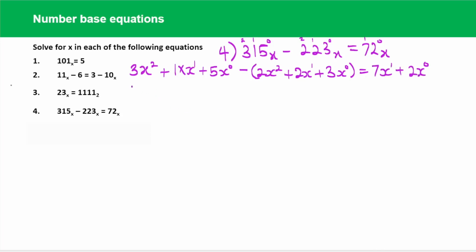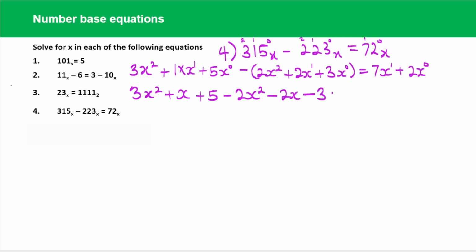Now let's simplify further. This will give us 3x squared plus x to the power of 1 is x, x times 1 is x, plus x to the power of 0 is 1, 1 times 5 is 5, minus, now let's clear this bracket, this will be minus 2x squared, minus times plus, that will give us minus x to the power of 1, that's x, so this will be 2x, minus again times plus, that is minus x to the power of 0 is 1.